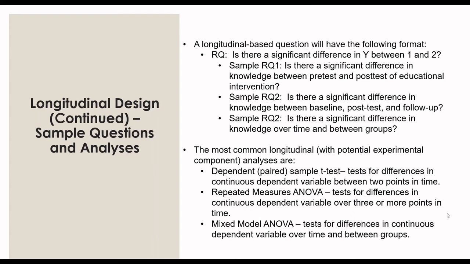A mixed model ANOVA is typically testing for interactions. So you have what's called a within effect. Are there differences over time? You have a between effect. Are there differences between your groups? And you have the interaction of those 2 concepts. Are there differences over time and between groups simultaneously?